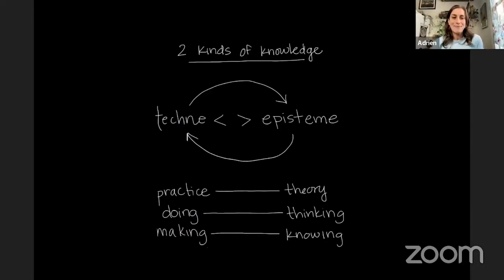So the two kinds of knowledge I really want to be unified in my own practice are practice and theory, the techne and the episteme, doing and thinking, making and knowing. I'm equally interested in the technical sides of what I'm building and working in a workshop and figuring out how to work with materials as much as I am in the ideas that I'm representing.